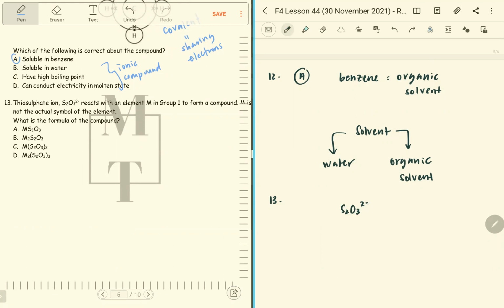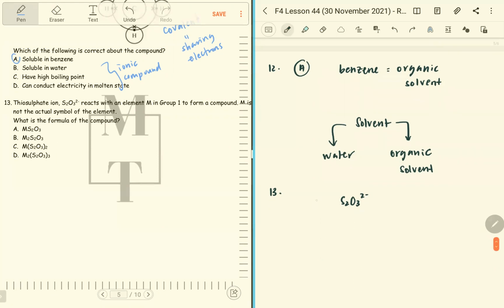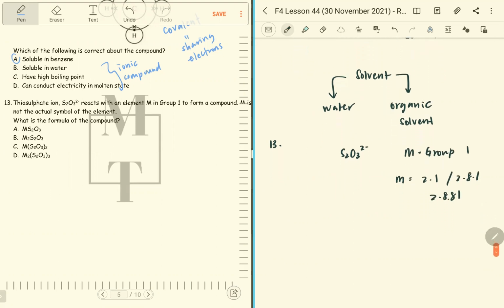First of all, you need to put down the metal, the positive ion, and the negative ion side by side. This one they give you already. This whole thing is your negative ion. For your positive ion, how are you going to do it? We know M is in group 1, so M has one valence electron. It is either 2.1, or 2.8.1, or 2.8.8.1. Doesn't matter which one it is, but because it is in group 1, it has one valence electron. To become stable, it will donate one electron.